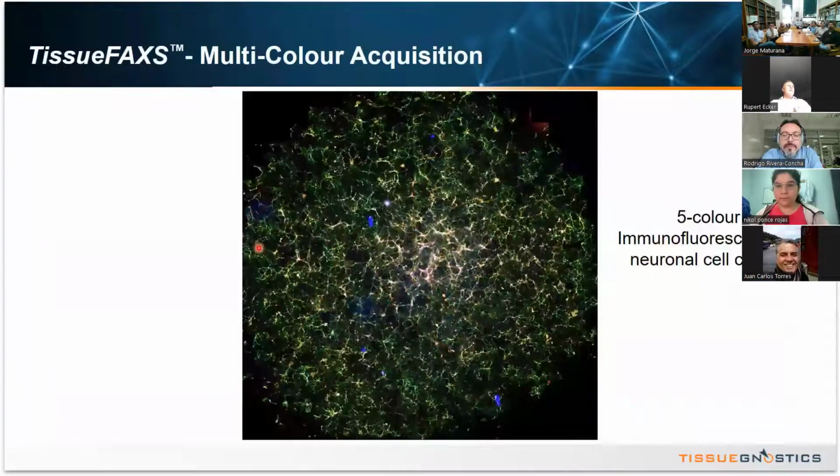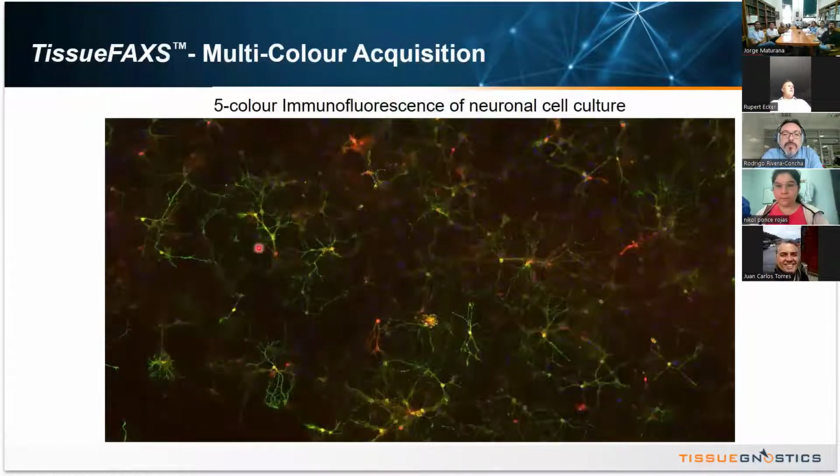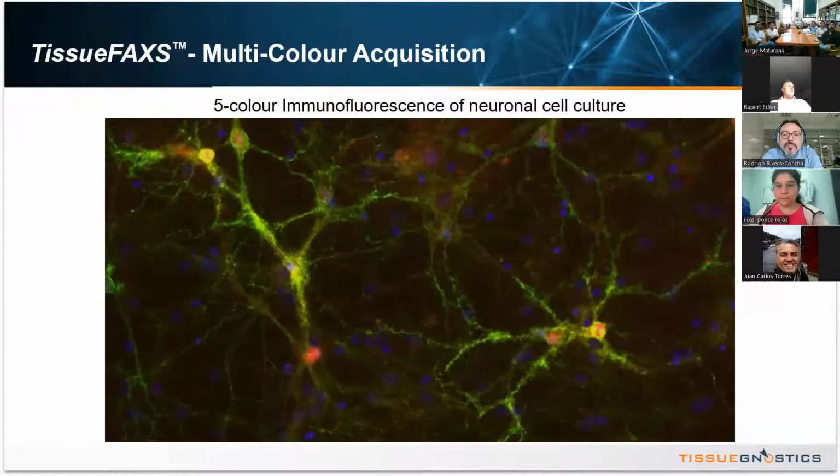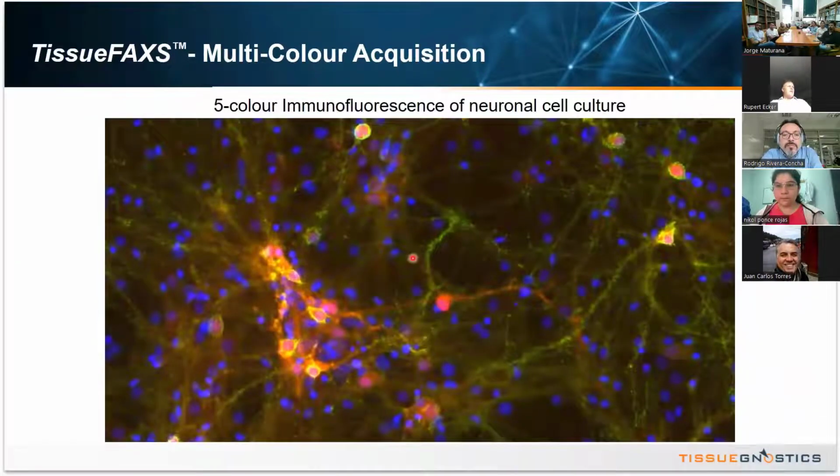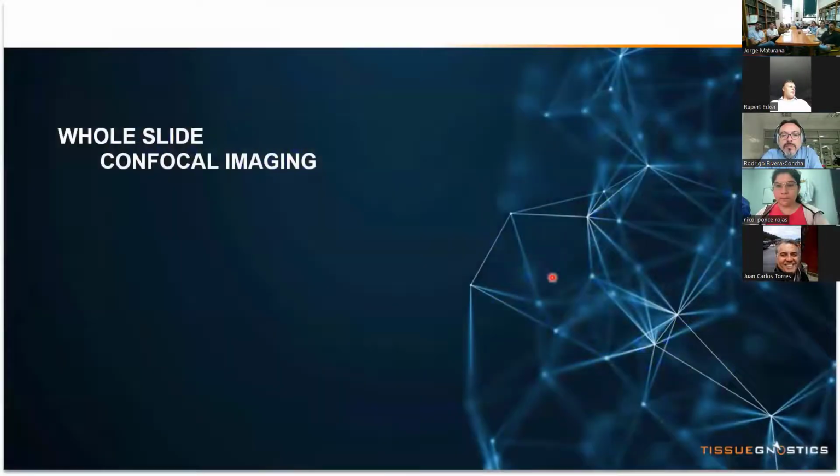This also works with cell cultures. We can see here a 5-color immunofluorescence of a neuronal cell culture in a well plate. And again, if we zoom in, we start seeing more and more details and faint structures down to subcellular details and subcellular co-expression patterns.